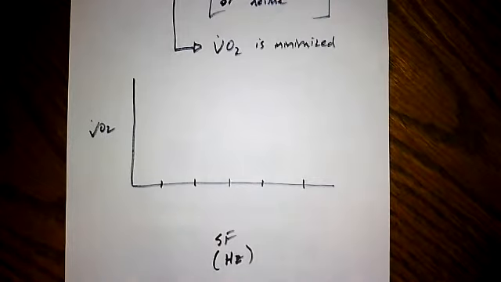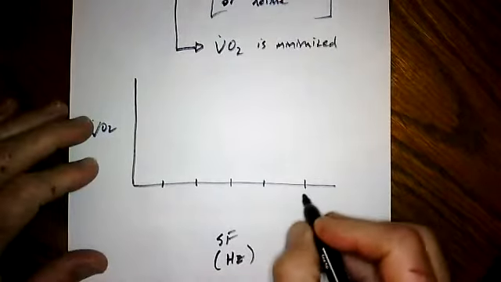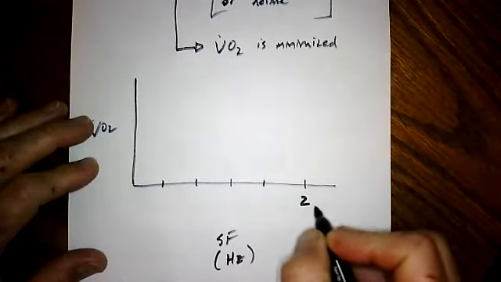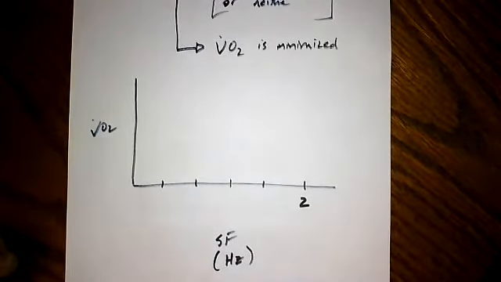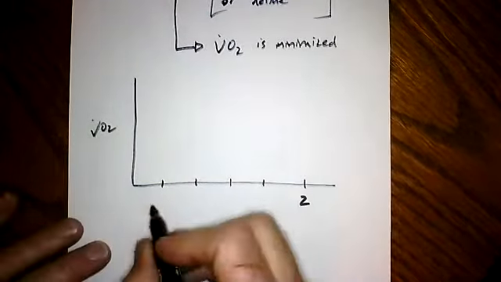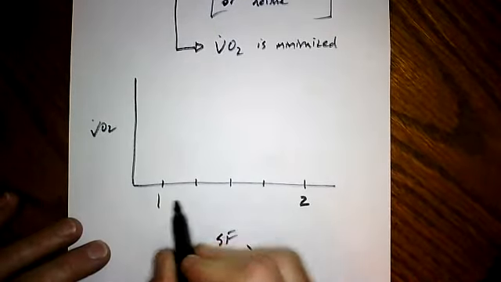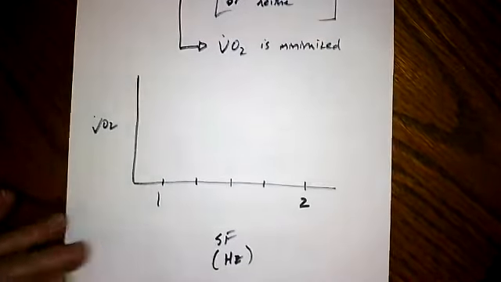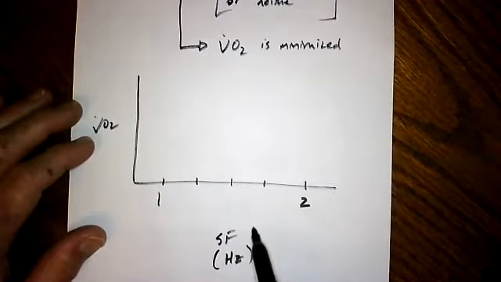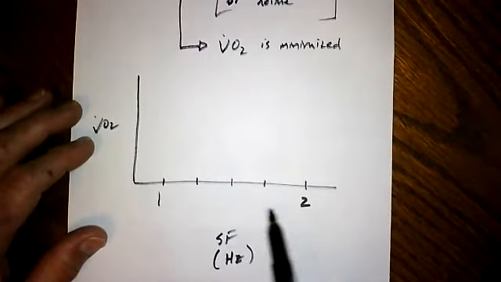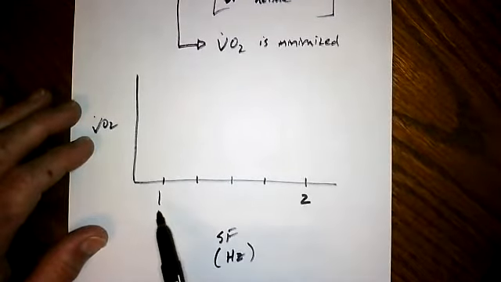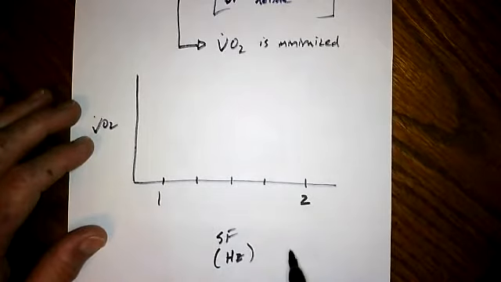So if we take that 1.3 hertz, we may have a maximum number over here of 2 and a minimum number of maybe 1. Oh, my divisions aren't going to be that great here, but I can make this scale so that all stride frequencies that I'm going to manipulate are going to be somewhere between these numbers.